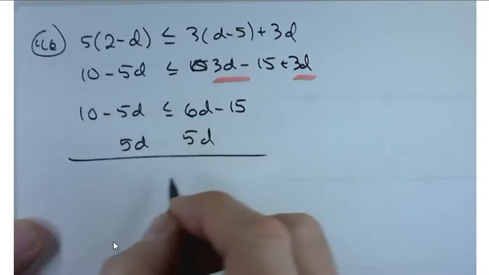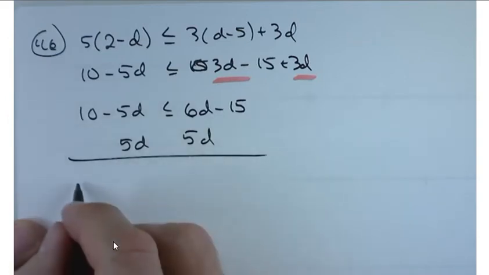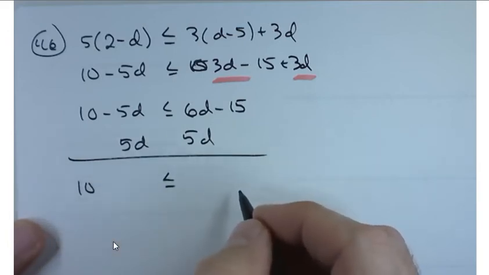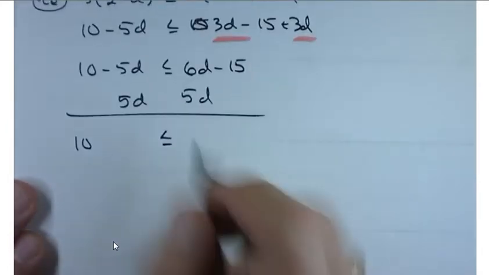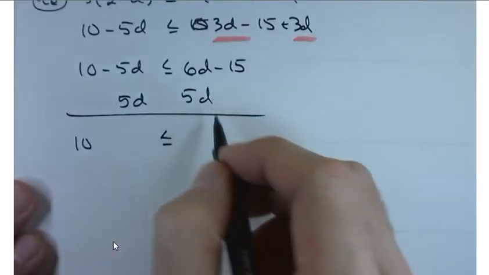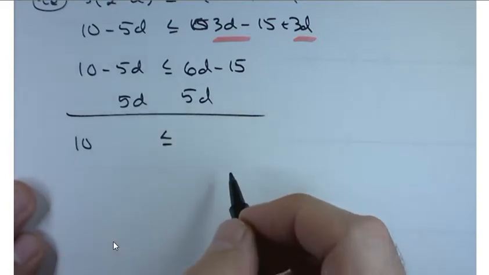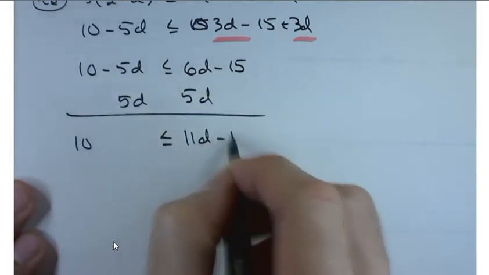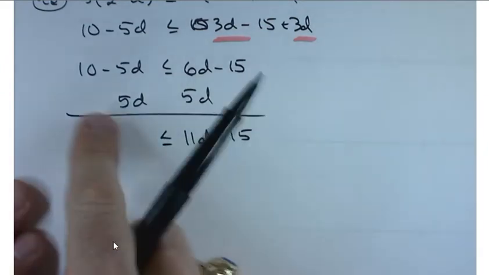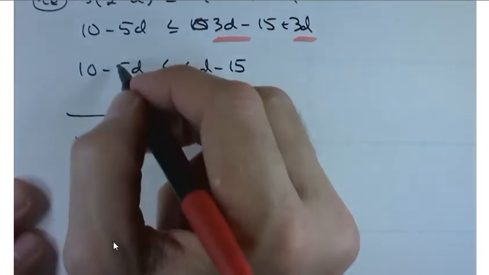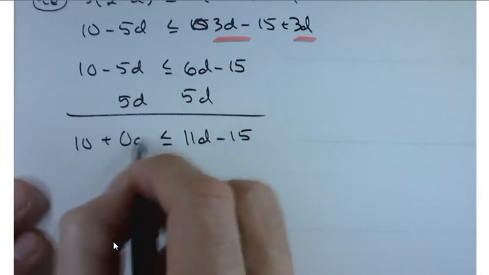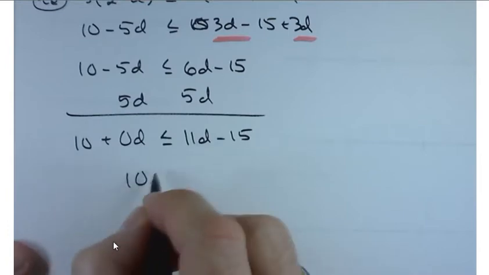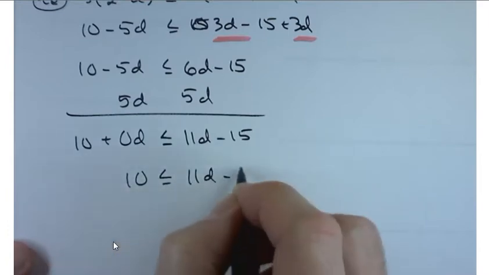And what inequality does that give me? Well, 6 and 5 gives you... Yeah, negative 5 and 5 technically gives you 0d. But we ignore the 0 there. Yeah, just leave it as 10. So overall 10 is less than or equal to 11d minus 15.